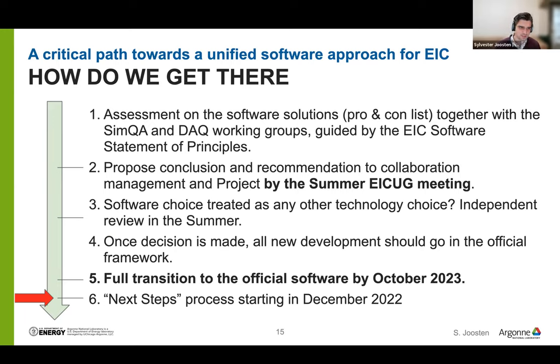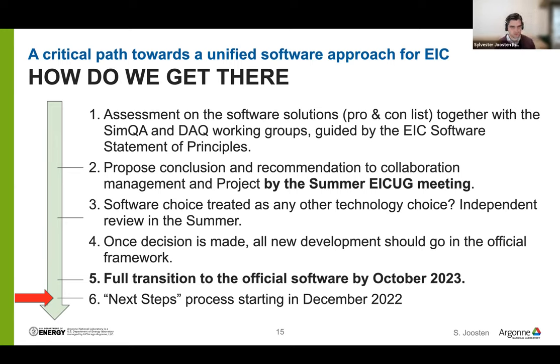Well, we set this originally five-step process, but since we completed the five steps, I added a sixth step here at the bottom. Starting with assessment of software solutions, think pro and con lists, together with SimQA, but also the data acquisition working groups and guided by the software principles. We then this summer proposed a conclusion and recommendation on the core components of the stack to the collaboration.